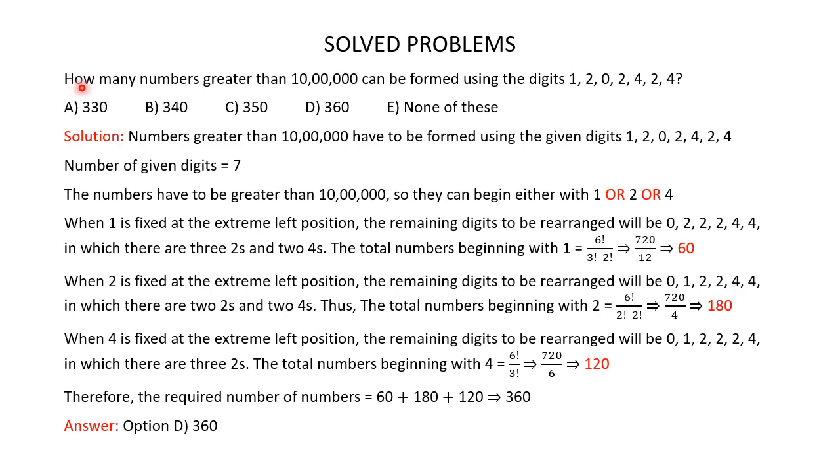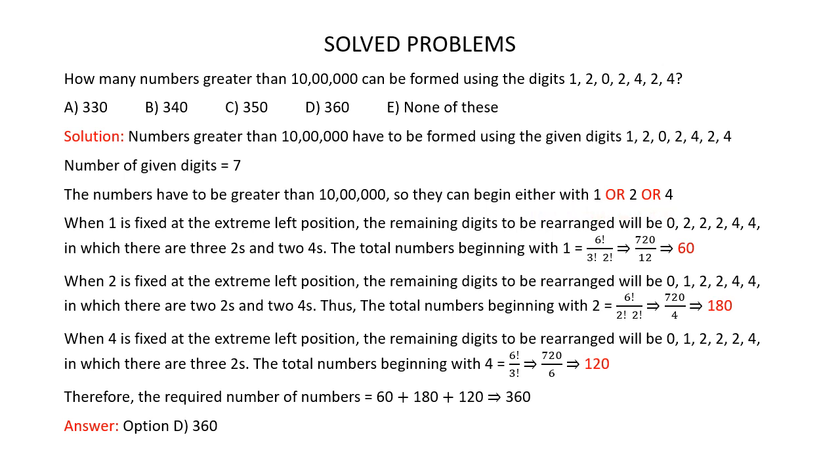How many numbers greater than 10 lakhs can be formed using the digits 1, 2, 0, 2, 4, 2, 4? Here you are given 5 options and you have to find out which of these options is the correct one. So here numbers greater than 10 lakhs have to be formed using the given digits 1, 2, 0, 2, 4, 2, 4. So here the total number of digits given is 7. Now the numbers have to be greater than 10 lakhs. So they can begin either with 1 or 2 or 4.